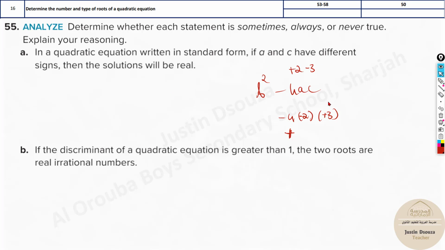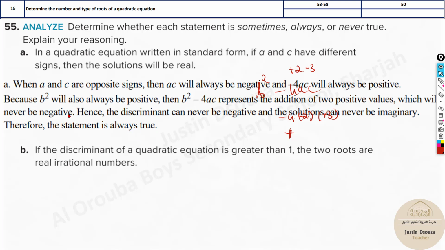Yes, absolutely, it will be real. Okay, it's always true. Now, if the discriminant of a quadratic equation is greater than 1, two roots are real and irrational. Now, this is not correct. If b squared minus 4ac is greater than 1 or greater than 0, yes, it will be two real roots. Real roots is correct.